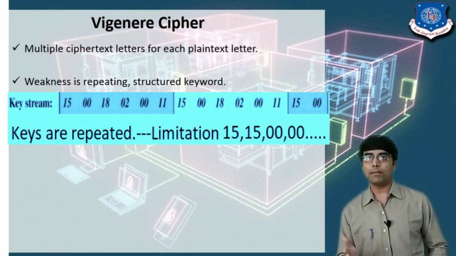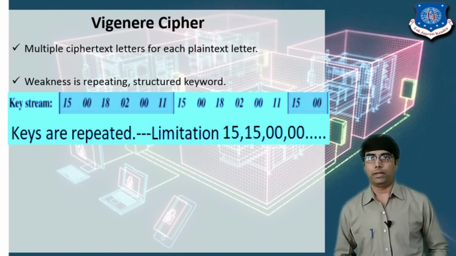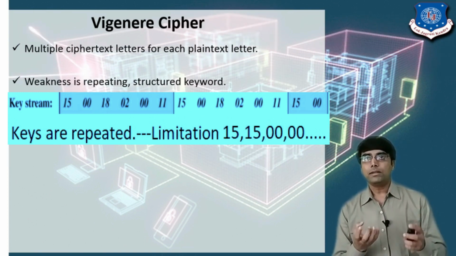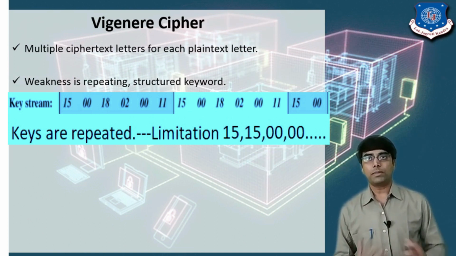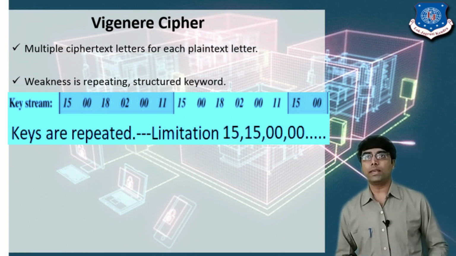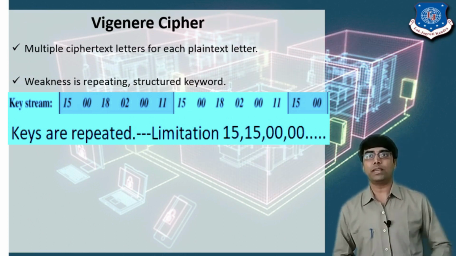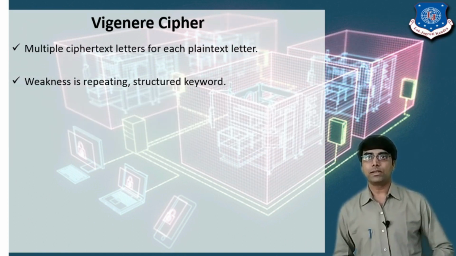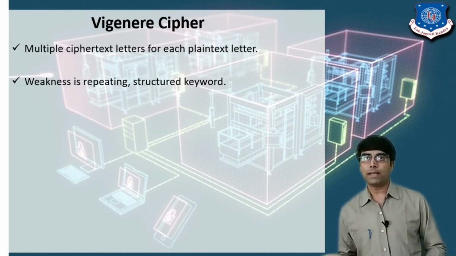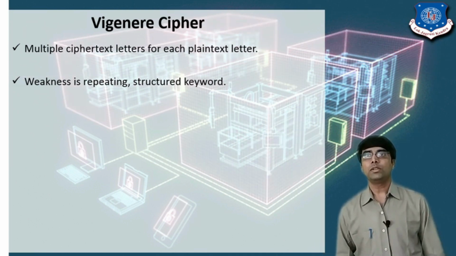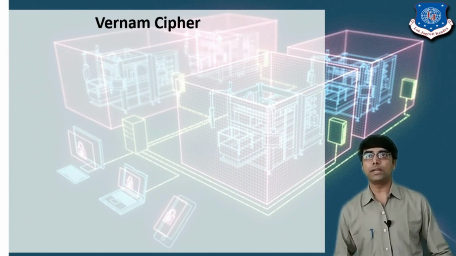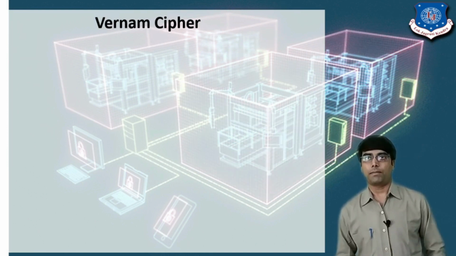Each and every time the key will be repeated. So sometimes the attacker captures the key, or tries to capture the key. Then the attacker can find out all the messages communicated by sender A and sender B, and the future messages also. So this is the limitation. To overcome this limitation, we will use the second technique, the Vernam cipher.